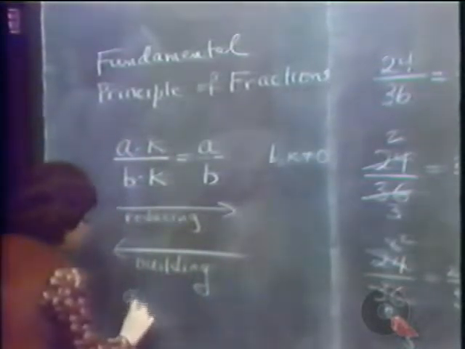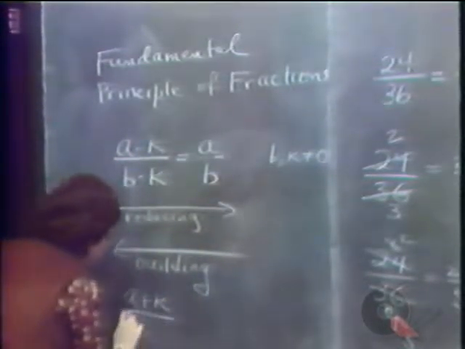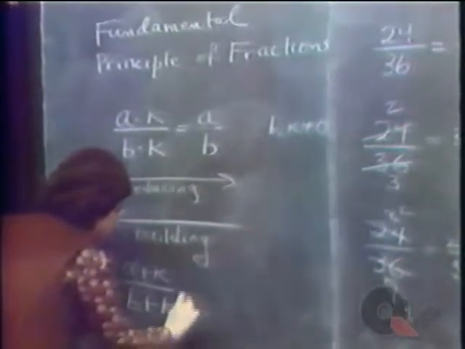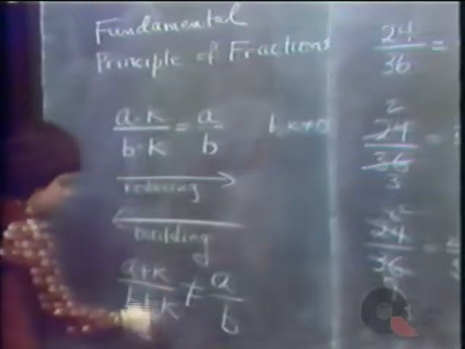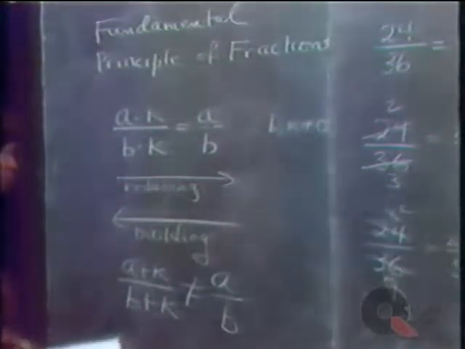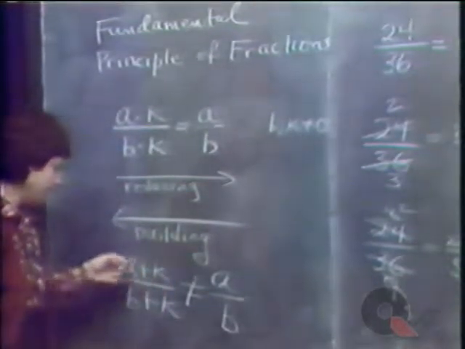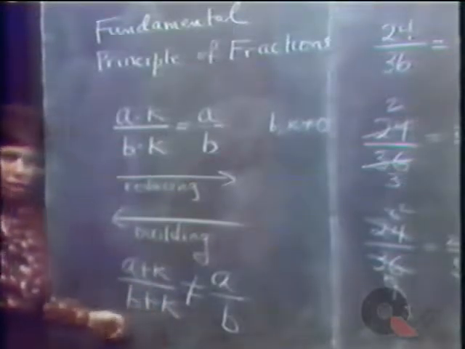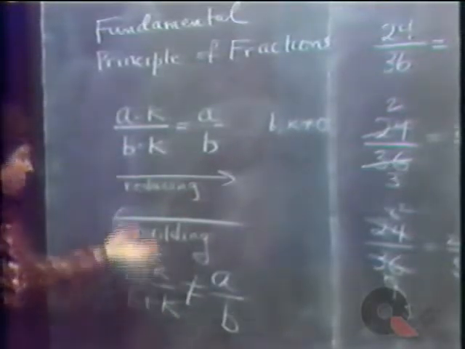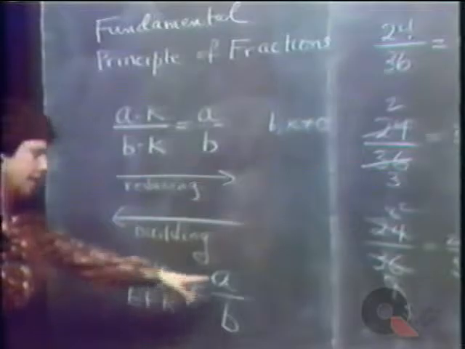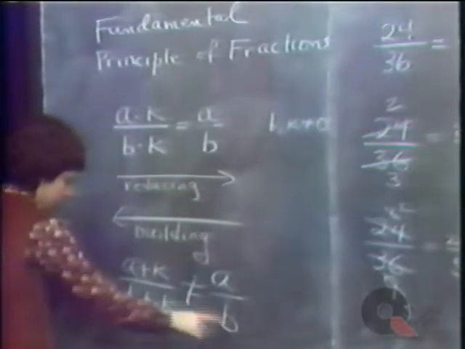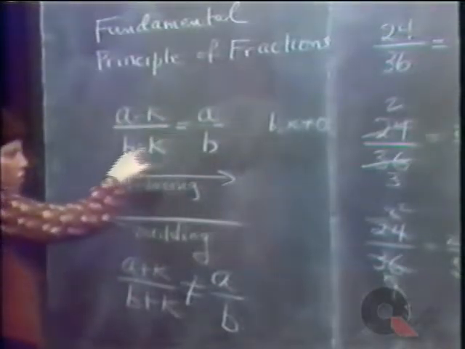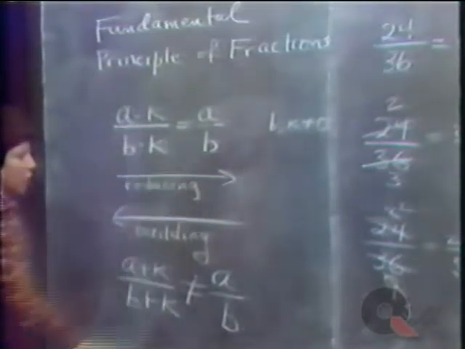If you have, say, a plus k over b plus k, this is not a over b. Here, the k's are not factors. Okay, the k is added to the a, it is added to the b. Since they are not factors, you cannot divide numerator and denominator by k and get them to cancel out. Okay, not this. If everything is joined by multiplication, then you can cancel out the common factors.